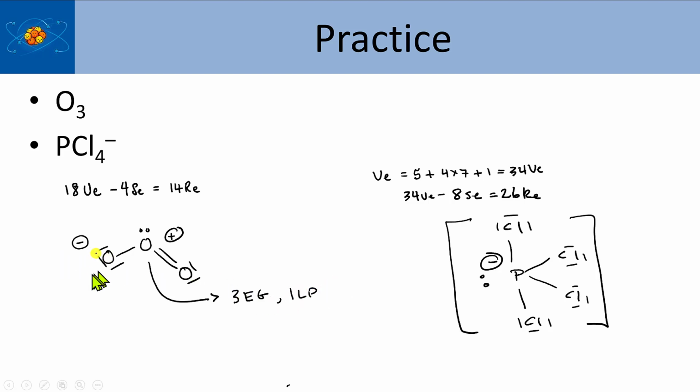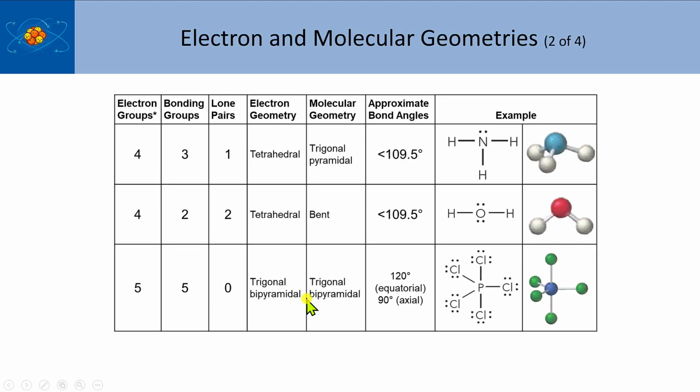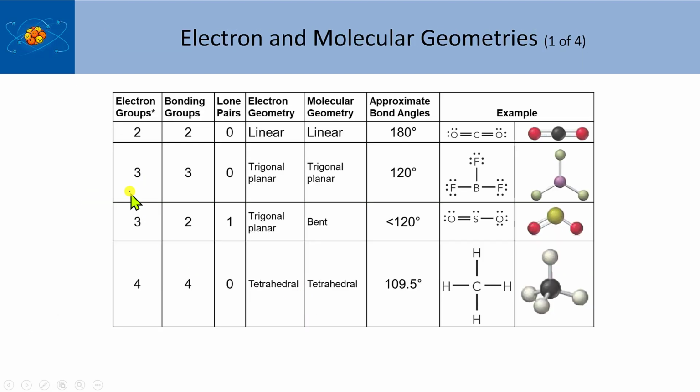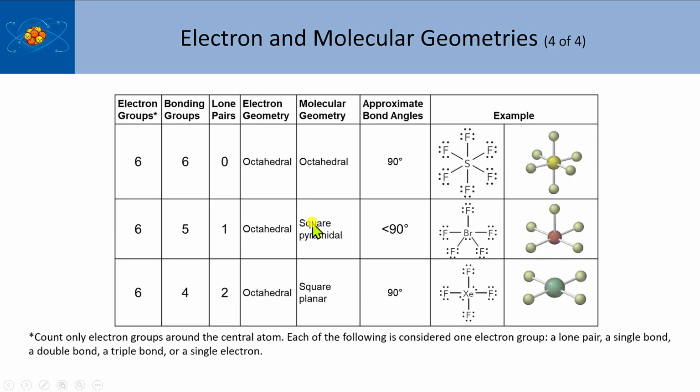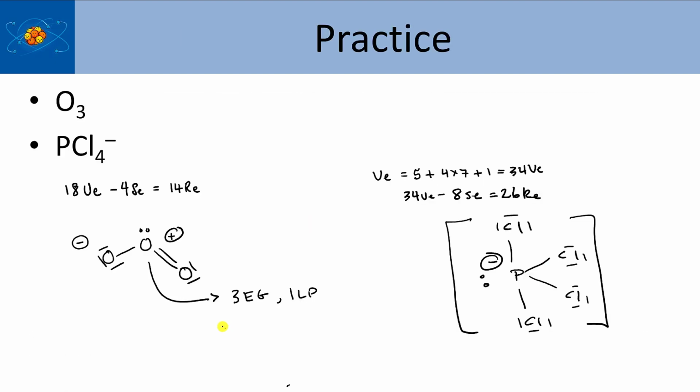If you want to classify this, you may already remember that that shape is bent, but you could also go up to here. I have 3 electron groups and 1 lone pair, 2 bonding and 1 lone pair. So that's going to be trigonal planar and bent. Often we'll say TP bent, because there are 2 ways to get the bent geometry.